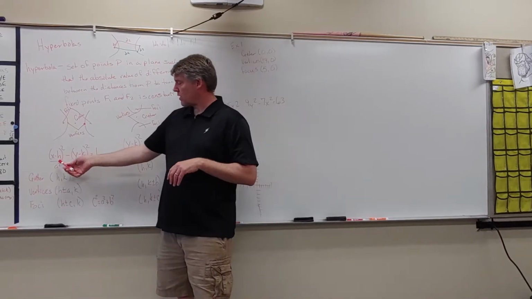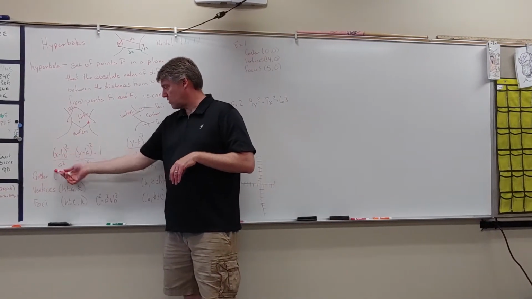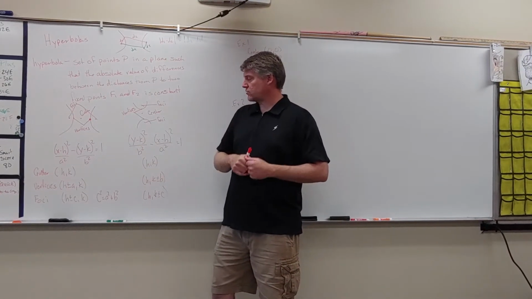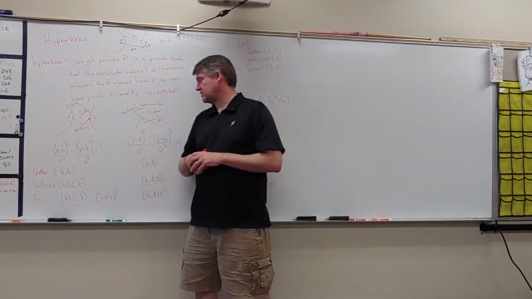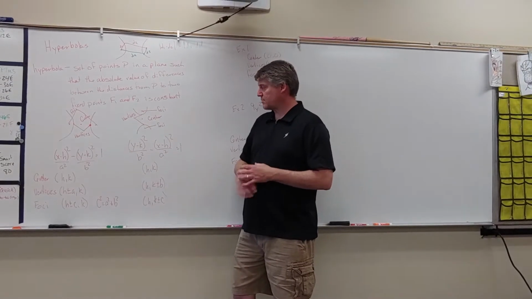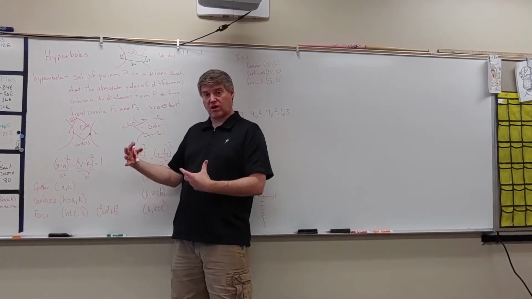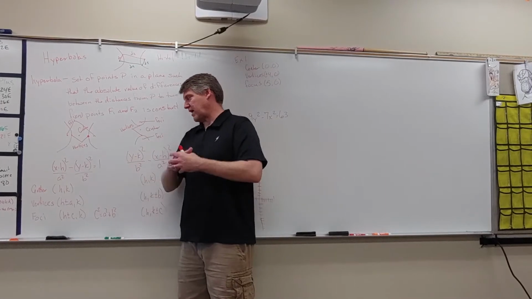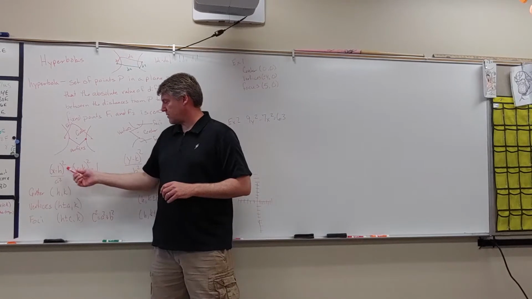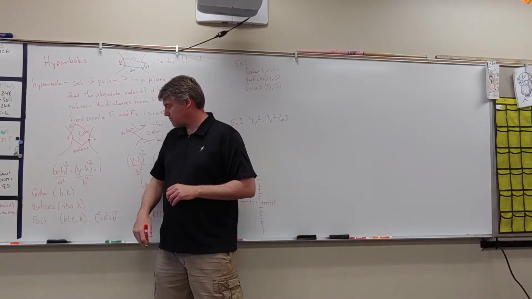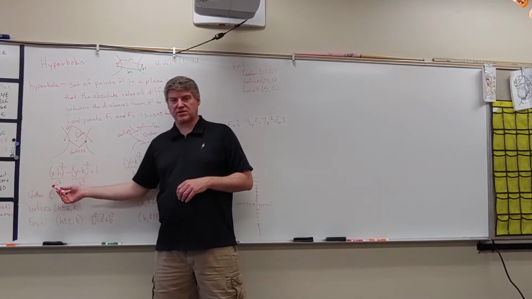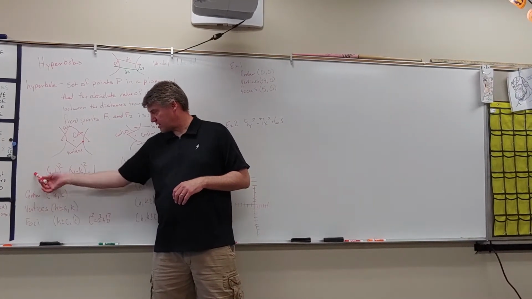So here we have a positive x. So this is our opening left and right. So we have quantity x minus h, quantity squared, over a squared, minus quantity y minus k, quantity squared, over b squared, equals 1. Just like in an ellipse, hyperbolas are always equal to 1. So if they start out where they're not equal to 1, divide it out and see. So our center is going to be what values make these 0. So this is going to be h and k.